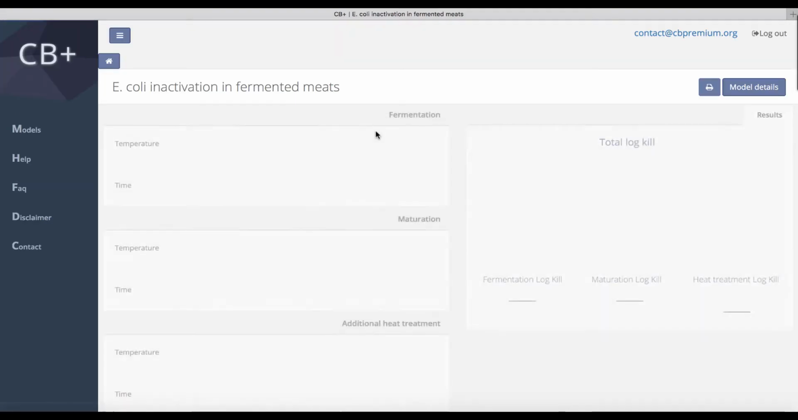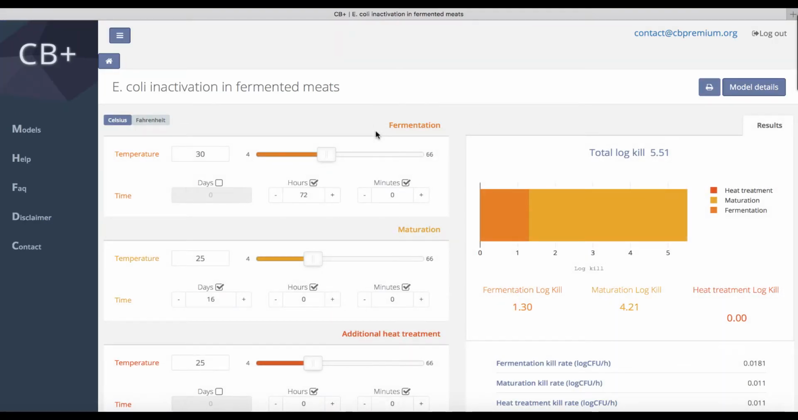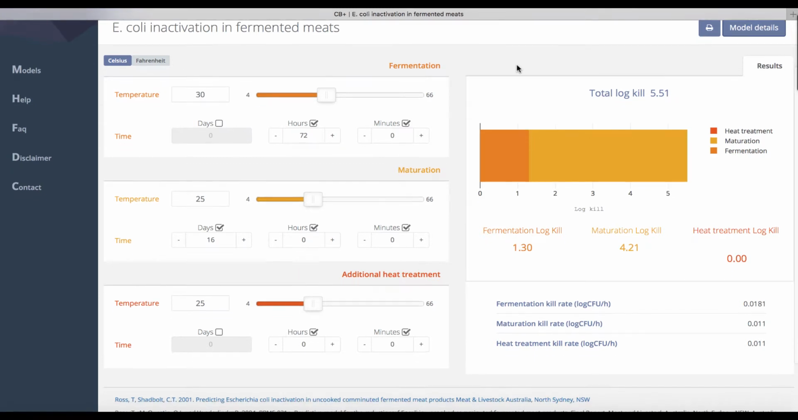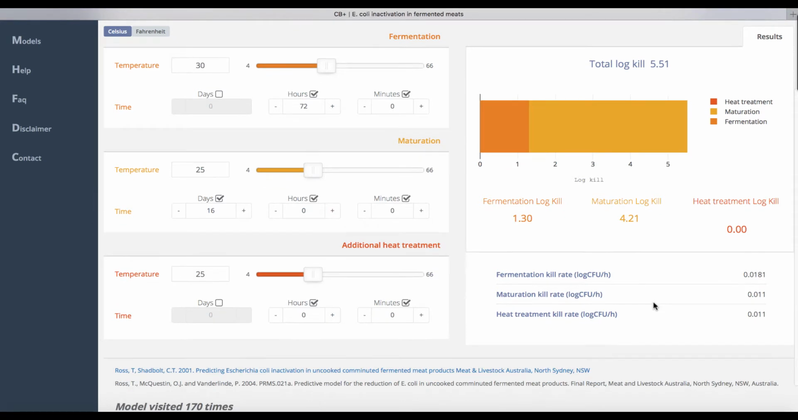Now let's examine the E. coli inactivation in fermented meats model. Used extensively by sausage processors, this model estimates the inactivation of E. coli during the production of fermented, comminuted, diced, or ground meat. Persons with proper knowledge of this type of processing can enter time-temperature combinations for fermentation and maturation steps, as well as any additional heat treatment. The graph depicts the amount of reduction for each step, as well as the reduction or kill rate for E. coli at each step.